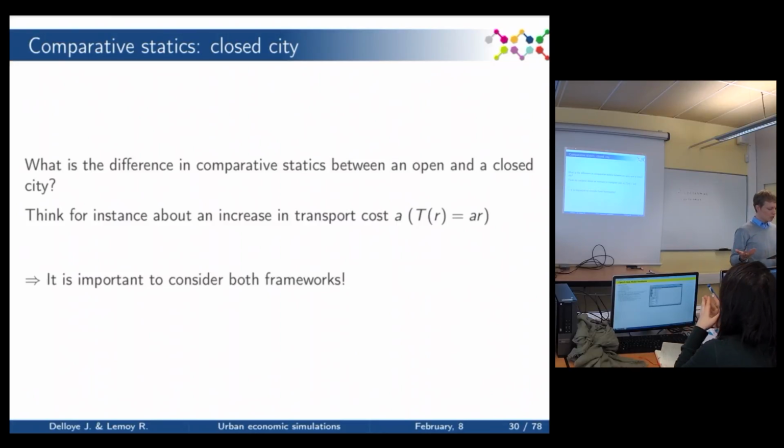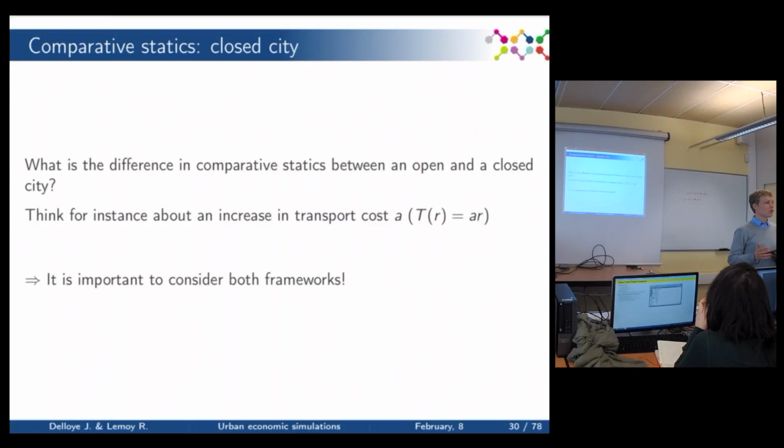So imagine now you increase the transport cost in the closed city model. What is the effect? In the open city model, we said what changes is the population size. You increase the cost, then you decrease the population size. There are fewer people moving in from outside of the city.